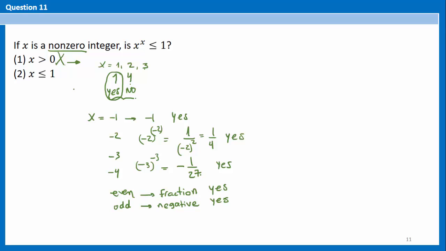So we have a unique answer with statement 2. Therefore, it's sufficient. Letter B.